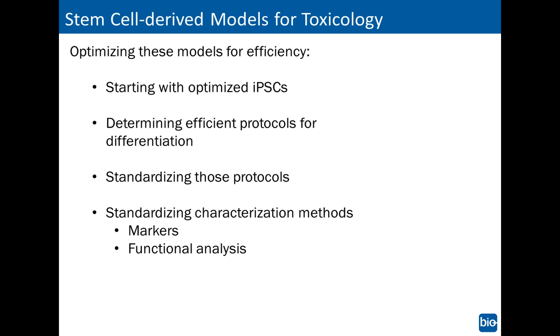So really, what I'm trying to hammer home with you guys is that if you're using stem cell-derived models for toxicology, you can optimize the efficiency of these models by looking carefully at the iPSCs that you're starting with and making sure that they are optimized for the ability to differentiate into the cell types of interest. And after you've done that, then determining efficient protocols for the differentiation and making sure that those are standardized so you can limit your variability between experiments. And then really going to lengths to validate and characterize your terminally differentiated cells to make sure that they're expressing the markers that they should and functioning and behaving the way that they should.